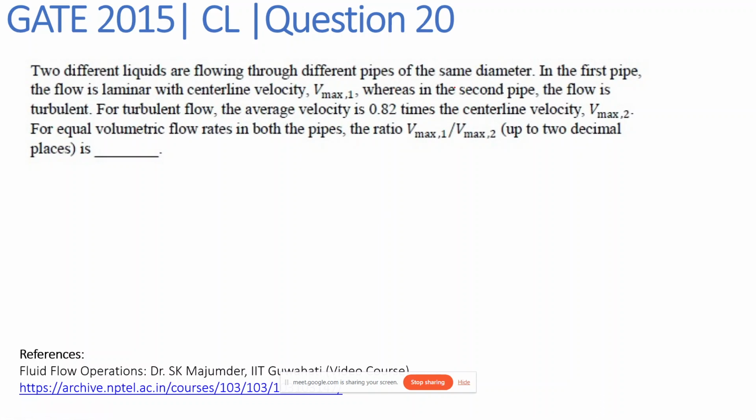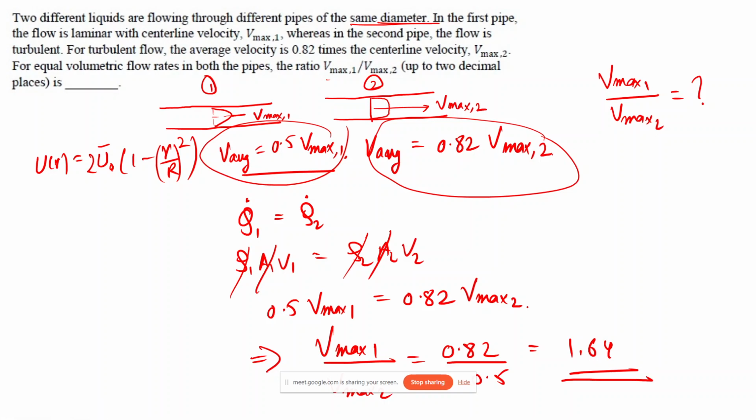So in the first question that we saw today, we had to basically find the ratio of the maximum velocity for the two different kinds of scenarios given here. So first was for laminar flow and the second case was turbulent flow. So we looked into that. So basically we first used the continuity theorem to calculate the average velocity in both the pipes, and then we had the correlation relating the average velocity to the centerline velocity or the maximum velocity that we used to find the desired ratio.